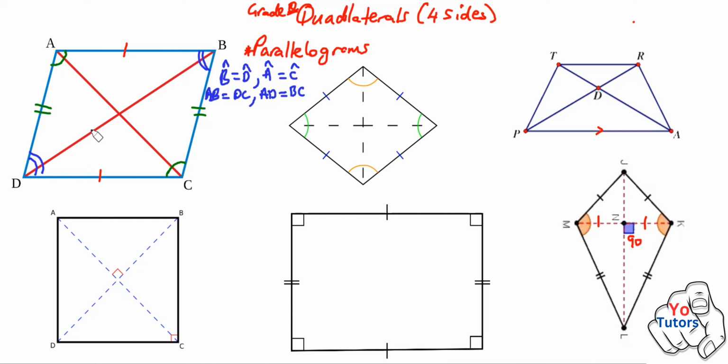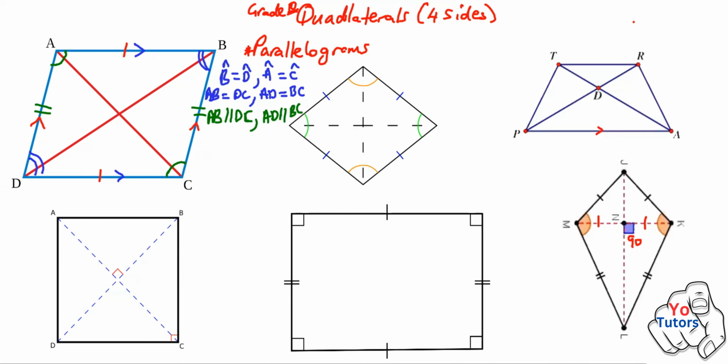Now, what else can we add to make a quadrilateral a parallelogram? The opposite sides are parallel. So what we expect to see is that AB is parallel to DC, and also AD is parallel to BC. These opposite sides are parallel.